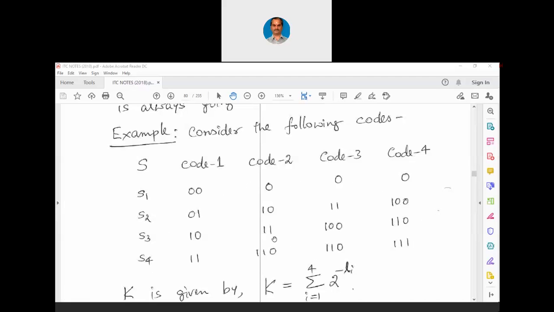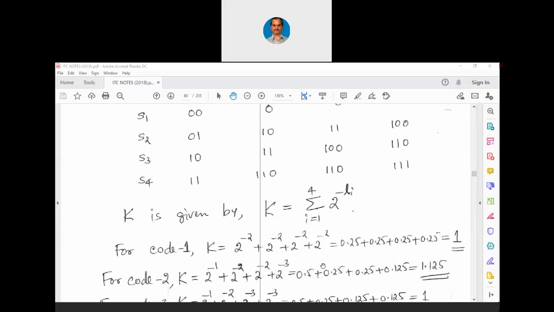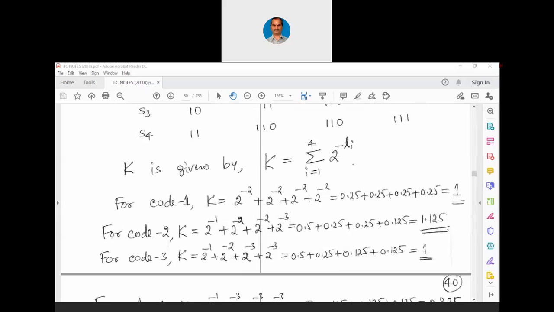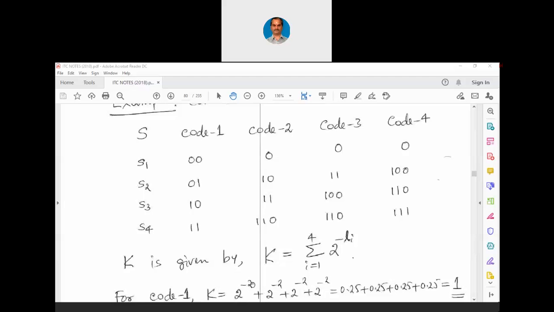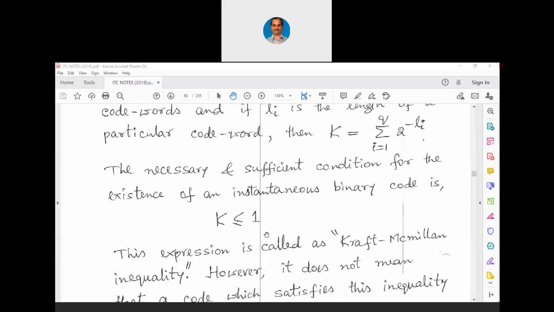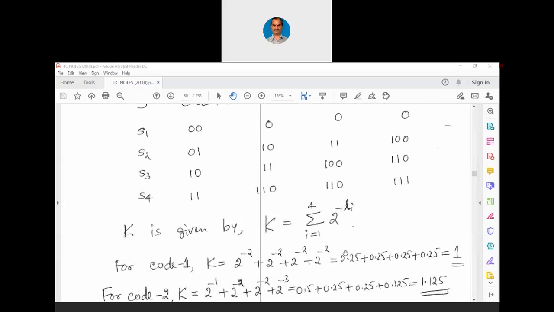Now let us see the instantaneous property. K is given by K equals the summation of i equals 1 to 4 of 2 power minus Li, because there are now 4 symbols. For each code set, for these 4 symbols, let us compute the value of K. For code 1, all the symbols have an equal number of digits, so it is 2 power minus 2 plus 2 power minus 2 plus 2 power minus 2 plus 2 power minus 2, which is equal to 1. The condition is K must be less than or equal to 1, so K is equal to 1 in the case of the first code.